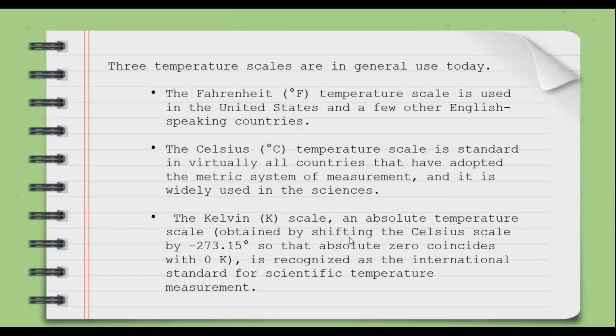Also, the Kelvin scale is an absolute temperature scale, which is obtained by shifting the Celsius scale by negative 273.15 degrees so that absolute zero coincides with 0 Kelvin. So this is recognized as the international standard for scientific temperature measurement, the Kelvin scale.